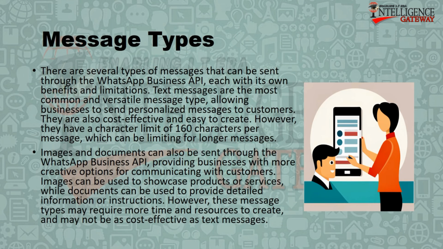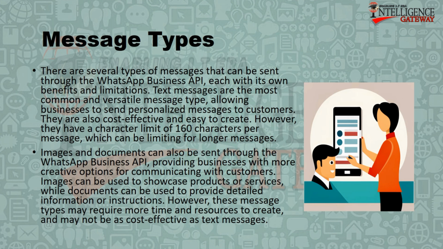Message types. There are several types of messages that can be sent through the WhatsApp Business API, each with its own benefits and limitations. Text messages are the most common and versatile message type, allowing businesses to send personalized messages to customers. They are also cost-effective and easy to create. However, they have a character limit of 160 characters per message, which can be limiting for longer messages.